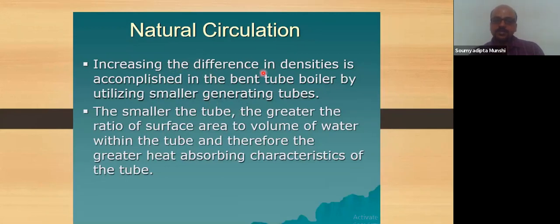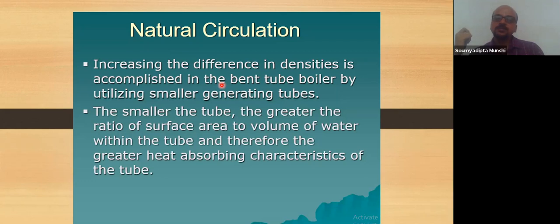Increasing the difference in densities is accomplished in the bent tube boiler by utilizing smaller generating tubes. Generating tube means the water pipe inside which the water is converted to steam, or you can say the steam is generated. That's why it is called the generating tube.